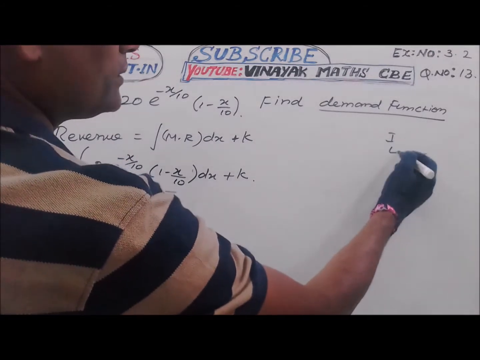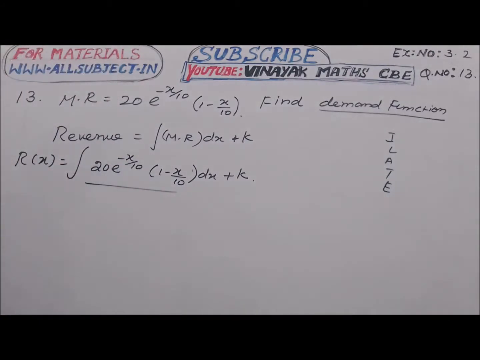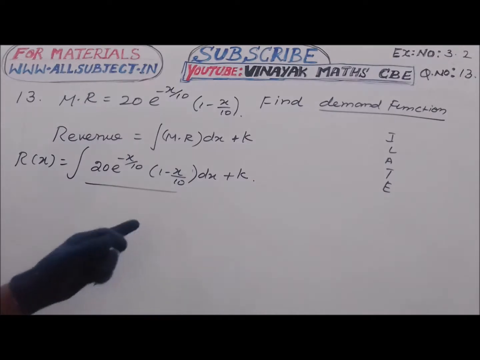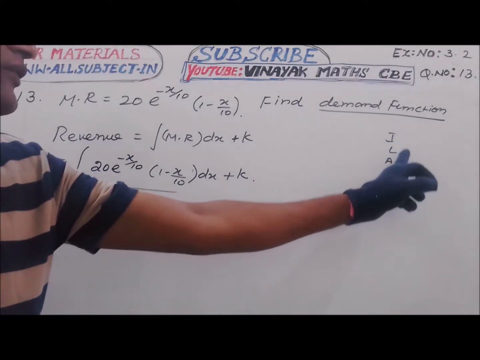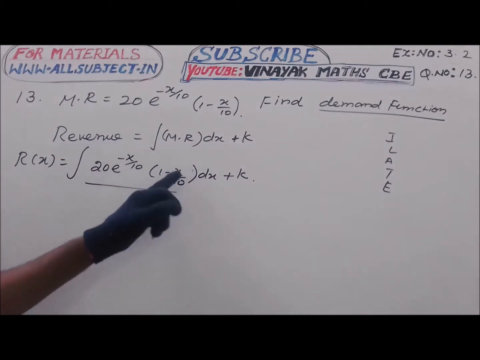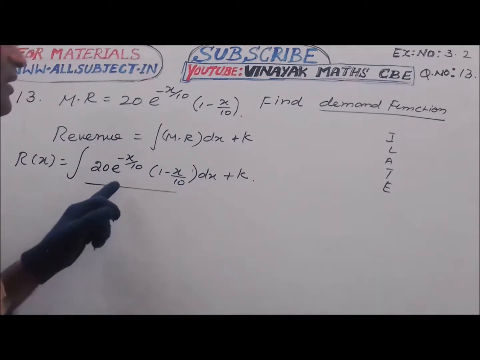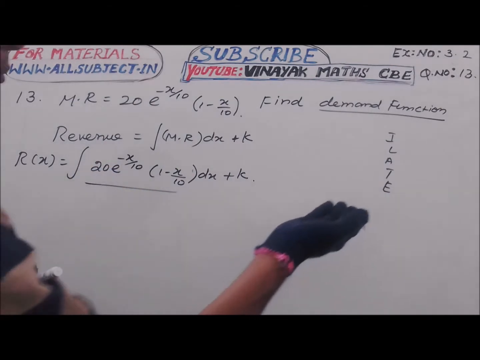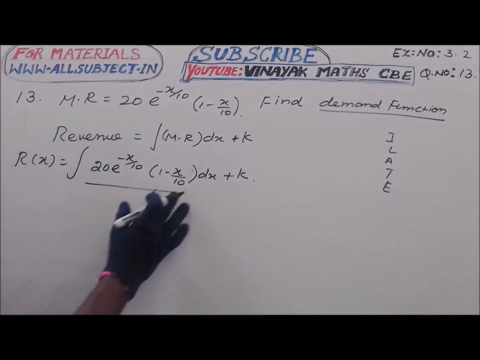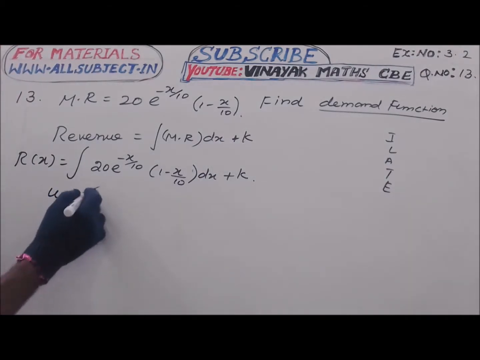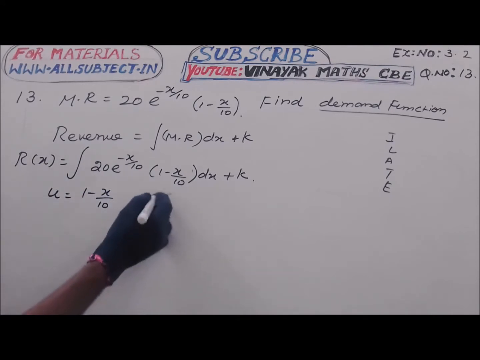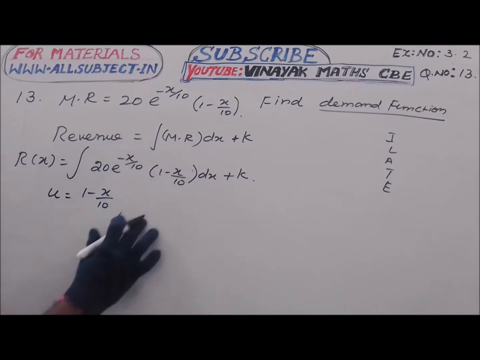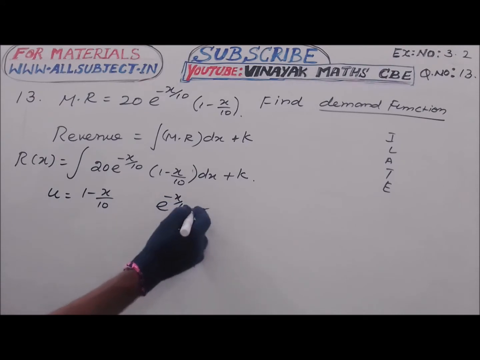We integrate by integration by parts, using the ILATE rule, giving priority to inverse, logarithmic, algebraic. We have an algebraic term here, and this is an exponential term, so exponential comes last and has the last priority, but 1 minus x by 10 has priority over the exponential function. So we take u as 1 minus x by 10, with 20 taken out as a constant, and the remaining e power minus x by 10 is taken as dv.